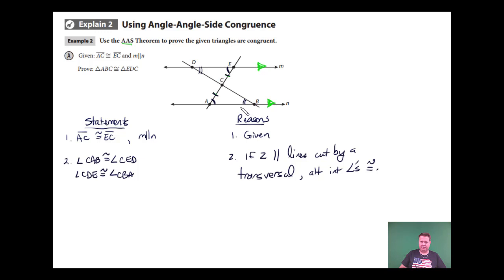And you'll notice now that between these two diagrams, I have angle, angle, side. And I have an angle, and a non-included side. And so my last statement is just to say that triangle ABC is congruent to triangle EDC. And the reason is by angle, angle, side. That's it.